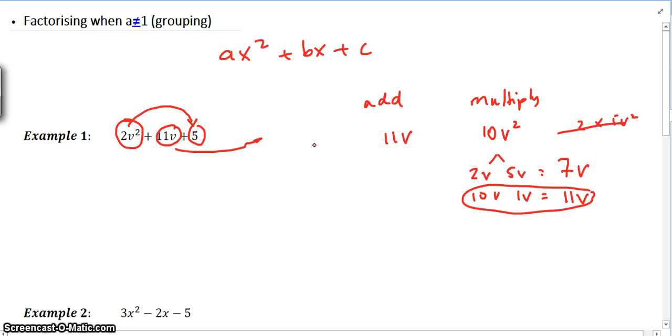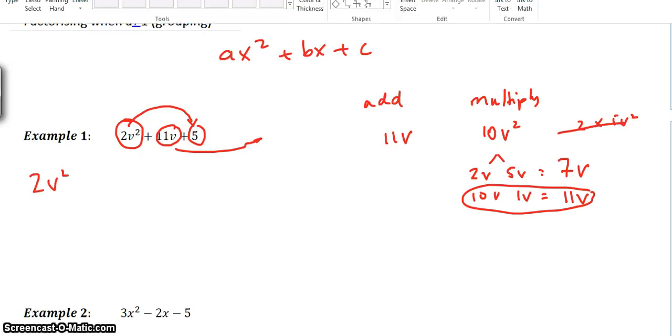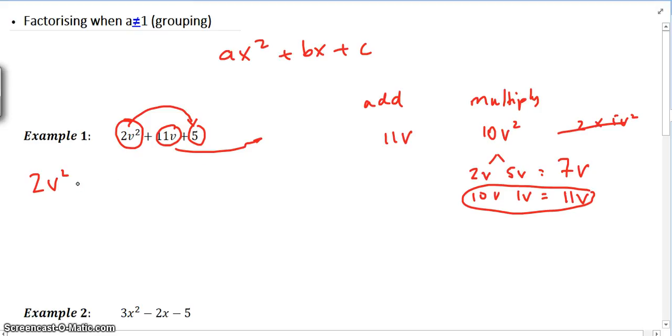So what we're going to do is rewrite this equation as 2v squared, but instead of writing 11v, I'm going to break up that 11v and write 10v plus 1v. You notice now that I really haven't changed the question, because if I want to simplify this, I can always go back from this step to this step. This will make more sense as to why I've done this. So from here, what we can do is group.